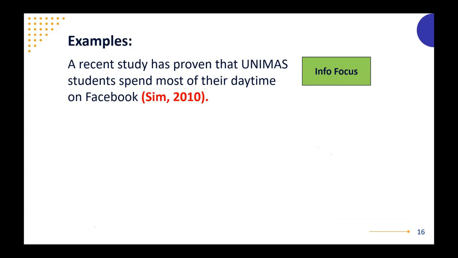So this is the sample that you can see. First one is info focus. A recent study has proven that UNIMAS students spend most of their daytime on Facebook. Notice that the citation is at the back because you don't really bother who Sim is and all that. You just want the fact, right? For example, you are writing an essay about the trend of usage among UNIMAS students. So instead of highlighting according to Sim 2010, blah, blah, blah, you put it at the back, right? Why? Because the information matters more than Sim, okay?